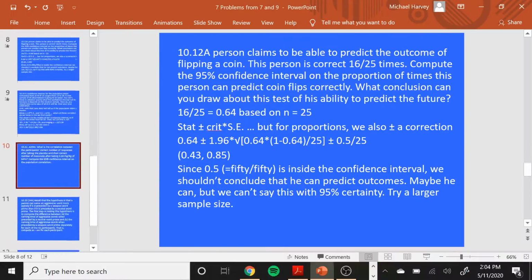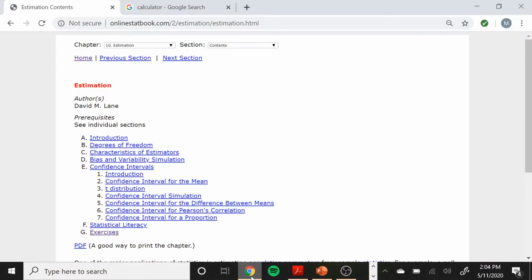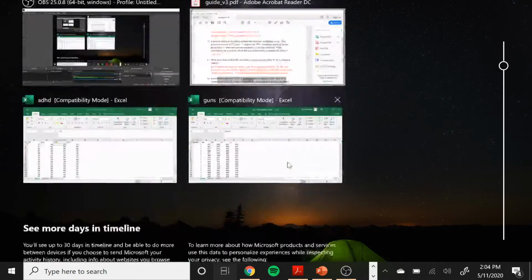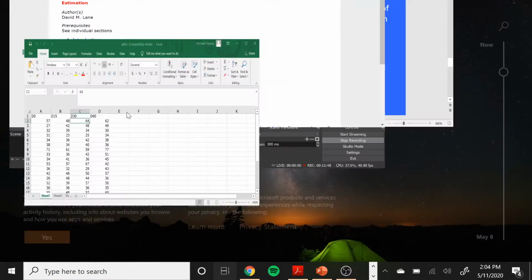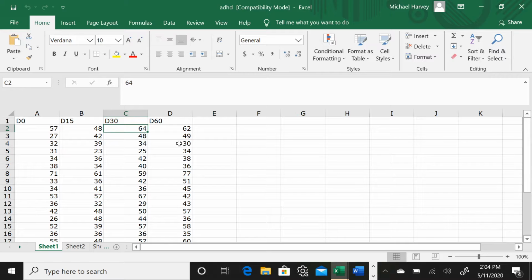Okay, so I've already downloaded this data set. Hold on, let me see if I can find it here. Here we go, ADHD. Okay, all right, so I guess D0 is the placebo and D60 is the other one, and we want to look at a correlation. So apparently these are the same individuals that were treated under these two experimental conditions.